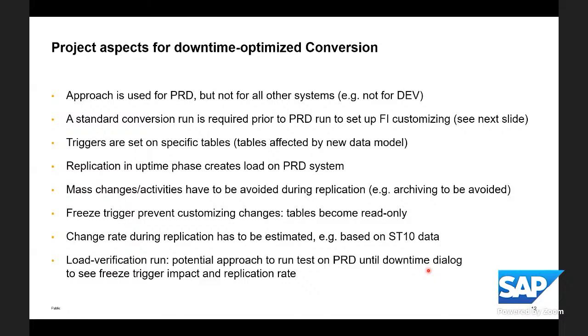As an additional remark, of course, you may also consider starting the downtime optimized conversion run on the productive system until the downtime. You see the potential impact of freeze and replication rate. You do not reset the run, you just keep it running for maybe a week, and then you enter the downtime. That's possible as well. It's just additional time waiting for 1 week where those freeze triggers are impacting the system and no transports are allowed. But it's possible in theory as well. So I hope I have answered the question in a helpful manner.